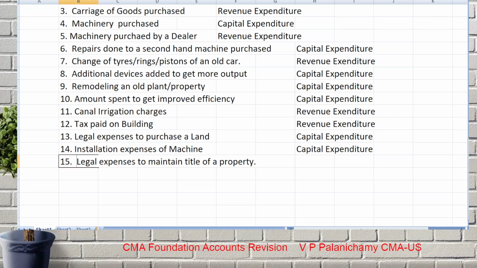Legal expenses incurred to maintain title of the property. This is not a property, but encroached by you. நீங்க occupy பண்ணிருக்கீங்க. Otherwise, you are claiming that it is your property. So I file a case to maintain the ownership in my name. It's a revenue expenditure. It is not for purchase. Am I spending for purchase or to maintain the title? To maintain the title, now it will become which expenditure? Revenue expenditure.